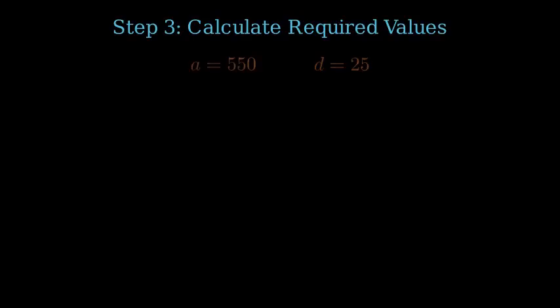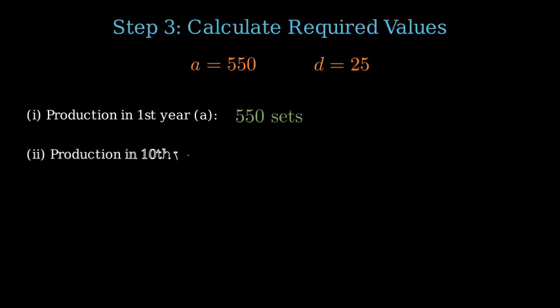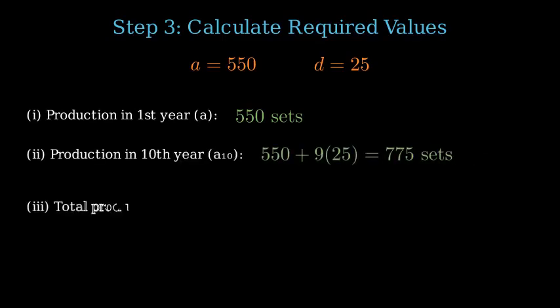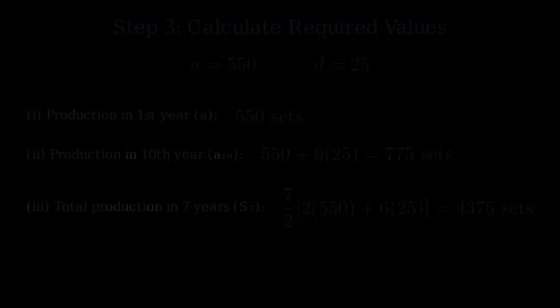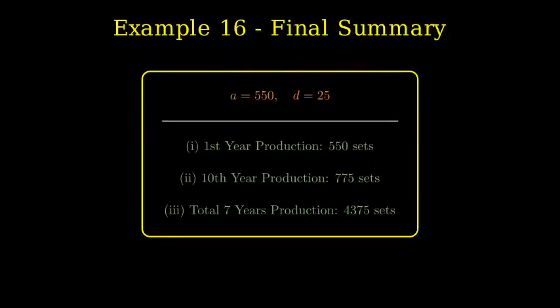Step 2. Calculate. First year, 550 sets. 10th year, a10 equals 550 plus 9 times 25 equals 775 sets. Total in 7 years, S7 equals 7 over 2 times 1100 plus 150 equals 4375 sets.